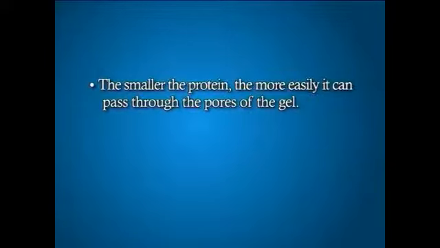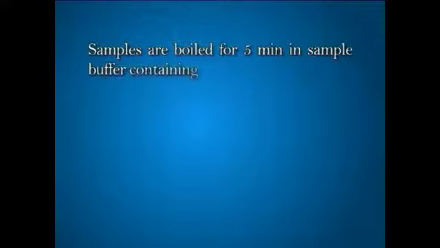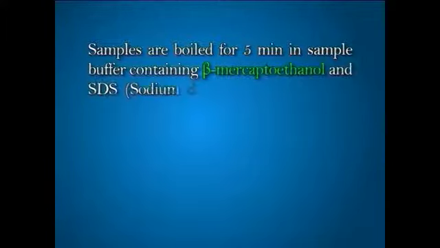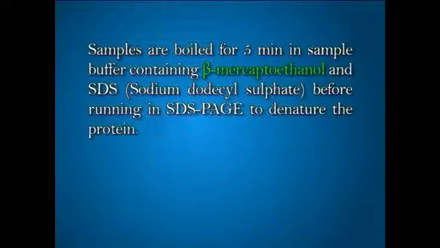Some examples of polyacrylamide gel electrophoresis are: number 1, SDS-PAGE. Proteins are separated according to the molecular sieving properties of the gel. The smaller the protein, the more easily it can pass through the pores of the gel, whereas large proteins are successively retarded by frictional resistance due to the sieving effect of the gel. Samples are boiled for 5 minutes in sample buffer containing beta-mercaptoethanol and SDS, which we call sodium dodecyl sulfate, before running in SDS-PAGE to denature the protein.